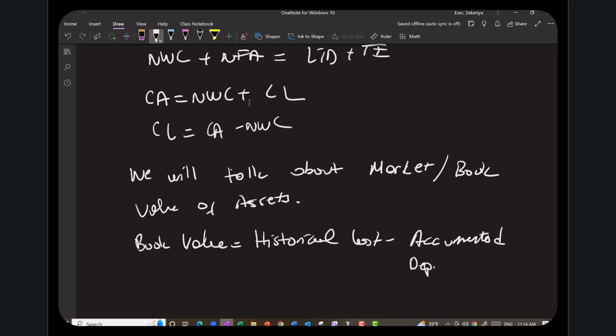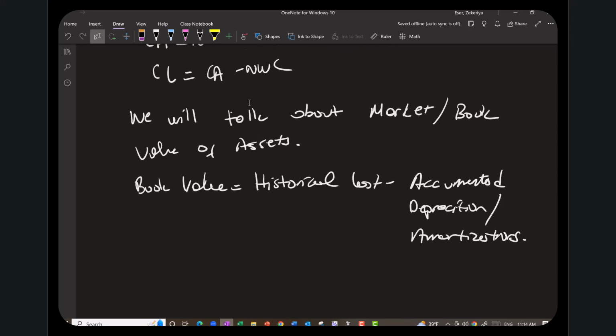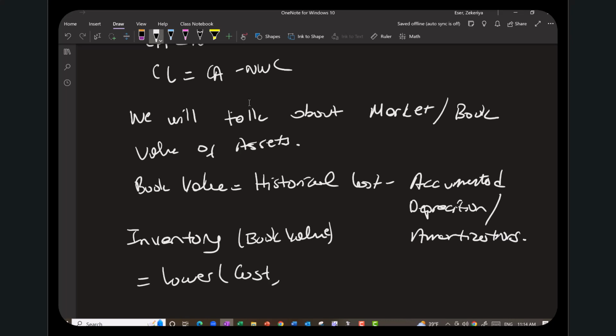Accumulated depreciation like stuff, depreciations, amortizations. Amortization is kind of a different way of doing it. Except for inventory. For inventory, book value is equal to the lower of cost and market value.